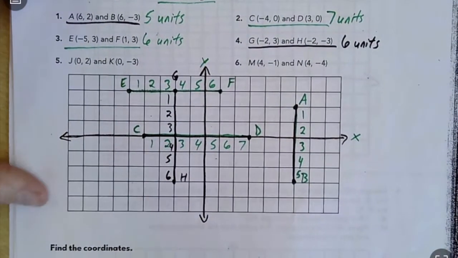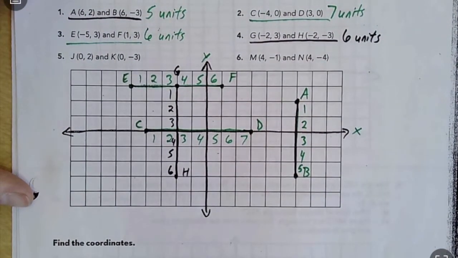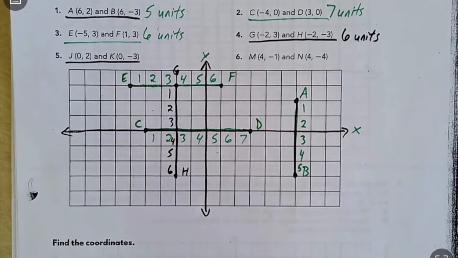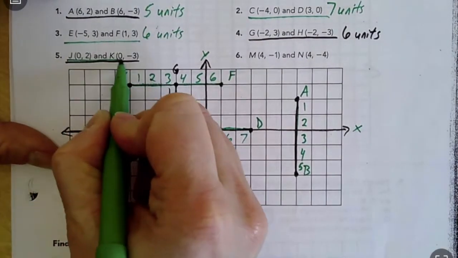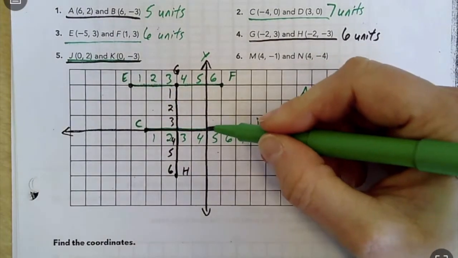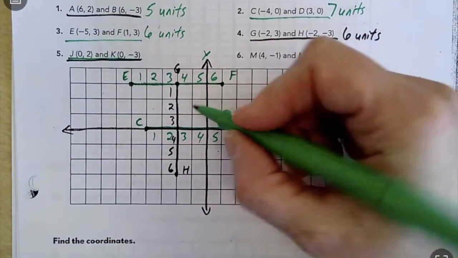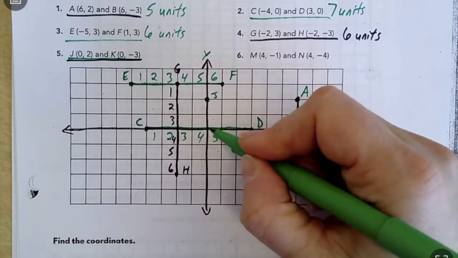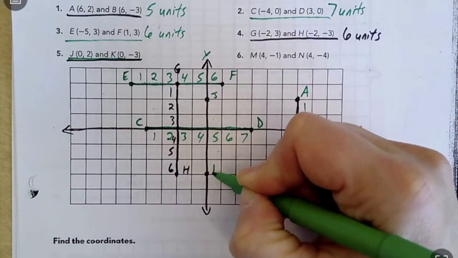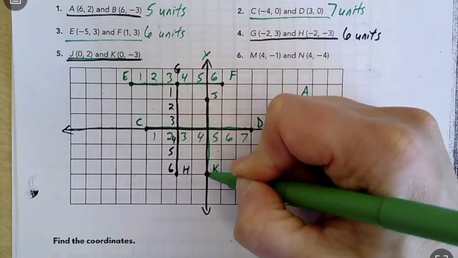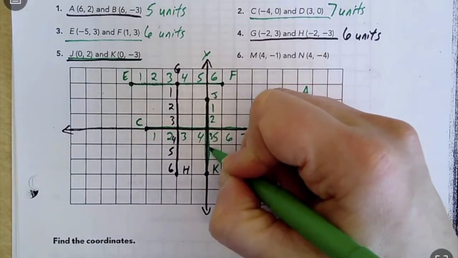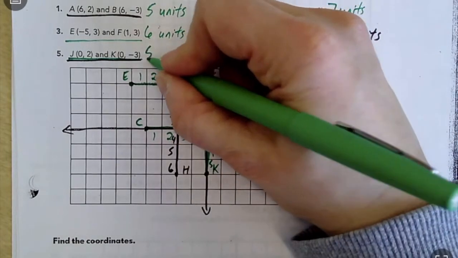Continuing on, I'd like you to try those and then check in and see how you did. J to K. Better go green with this one, being that it's on the axis. 0 meaning you don't move. 2 you go up is J. And then K, 0 you don't move, but you go down 3. So this is right on the y-axis. J to K, 1, 2, 3, 4, 5 units.